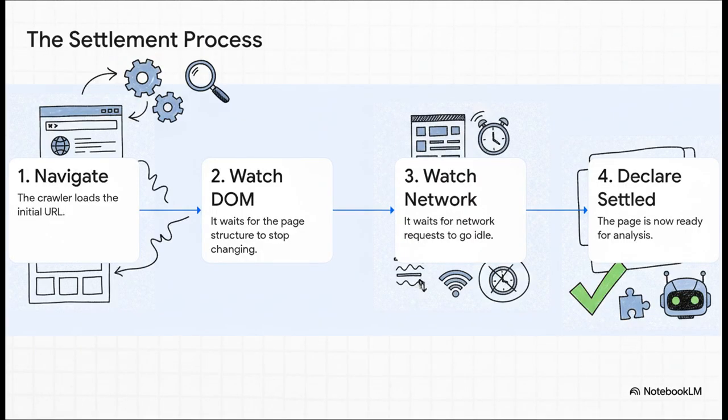So here's how that works, step by step. First, it navigates to the URL. Pretty simple. Then it patiently waits for the document object model, that's the page's underlying structure, to stabilize. At the same time, it waits for the network traffic to go idle. And once both of those conditions are met, and only then does it finally declare the page settled.